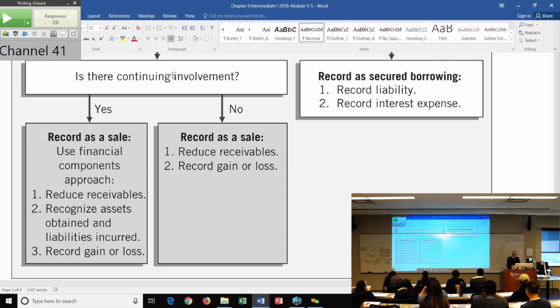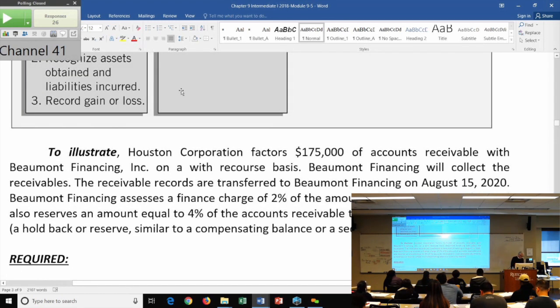Now, let's put this into practice. So that's the concept. Now the practice. So let's do the illustration. It tells you that Houston Corporation is going to factor $175,000 of accounts receivable with Beaumont Financing Incorporated. The receivables records are actually transferred.